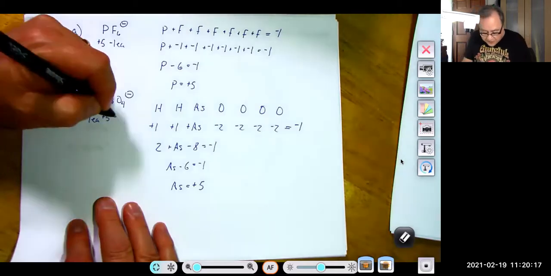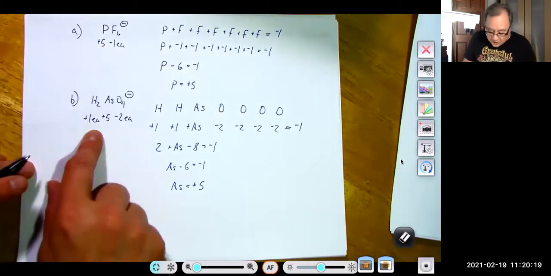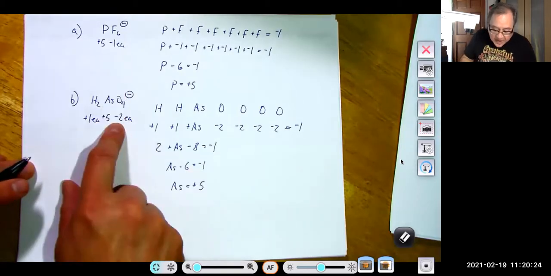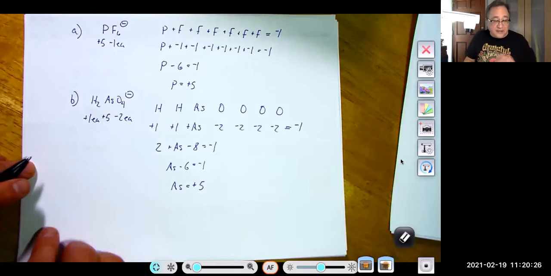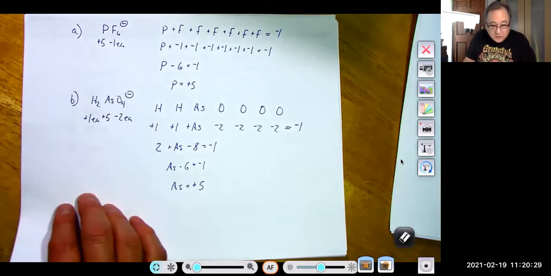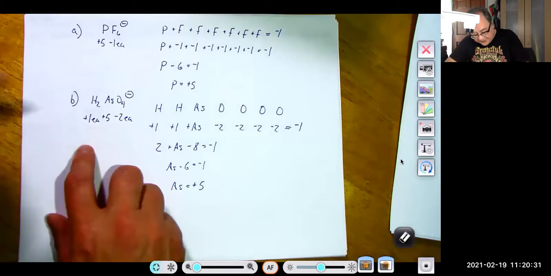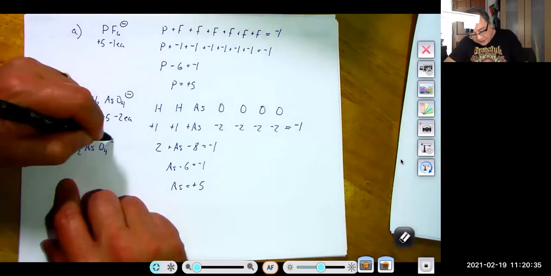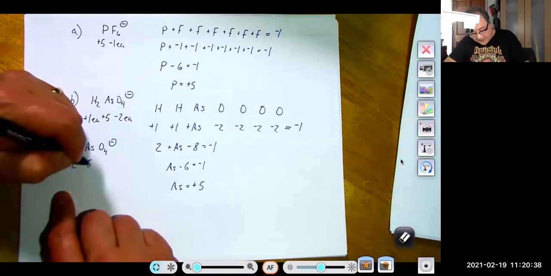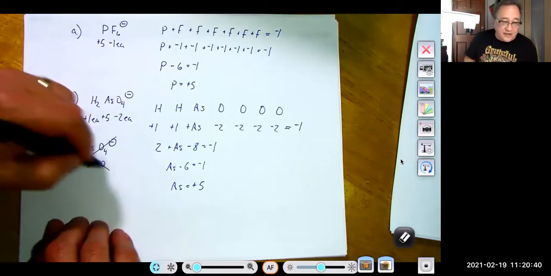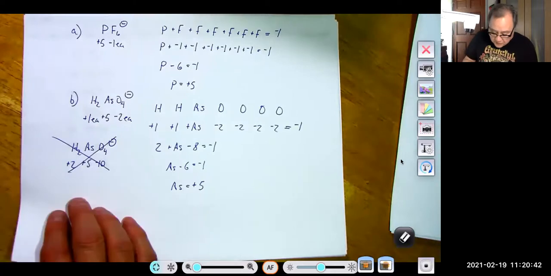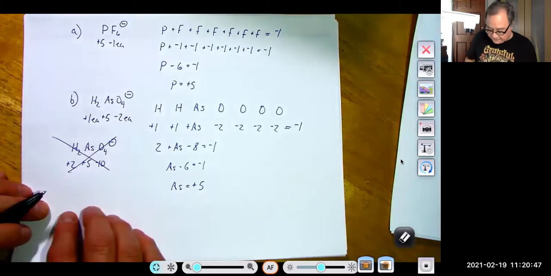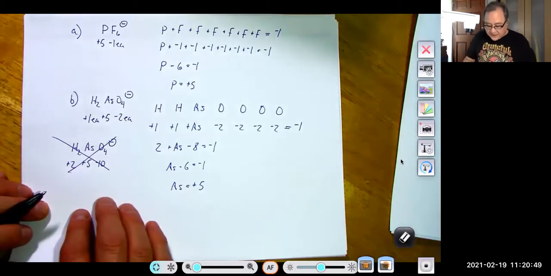And you'll notice when I put the oxidation numbers here, I don't put the total. I just put down the oxidation number on each atom, just like I did up here. That's important. Don't put the total. Don't do this: +2, +5, -10. Don't do that. It doesn't help you. Put down the oxidation number on each atom. Okay, so that's B.